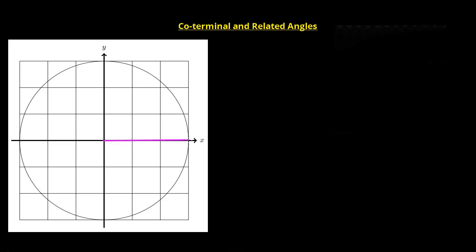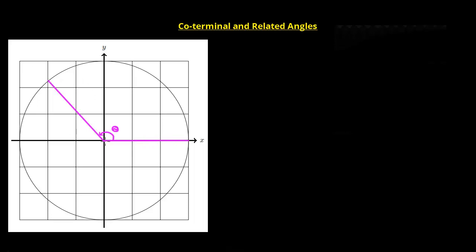If we draw an angle in standard position, let's call this angle theta. Remember that this arm is called the initial arm, and this arm is called the terminal arm.